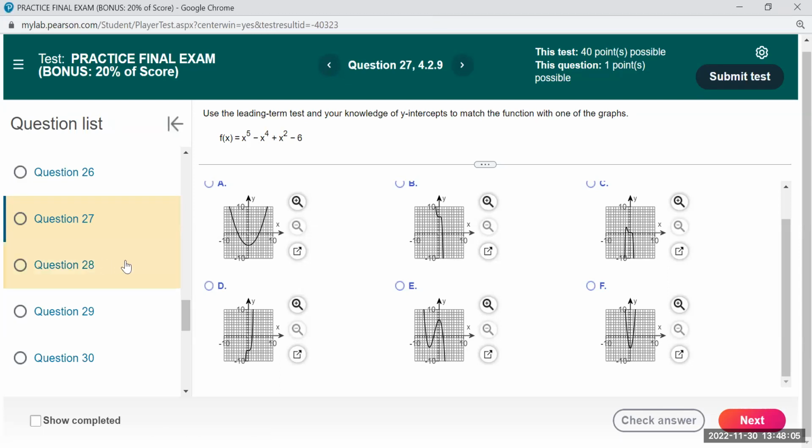You don't need to do a bunch of work. Just look at it. You can see what the basic shape's going to be.